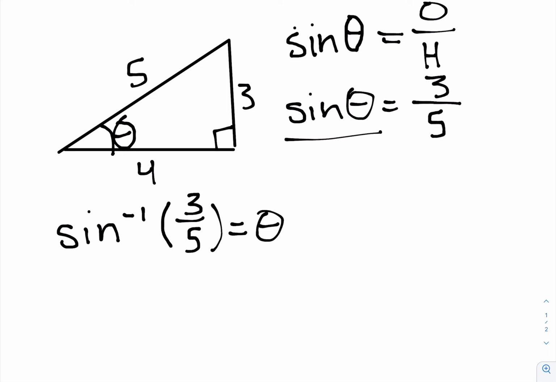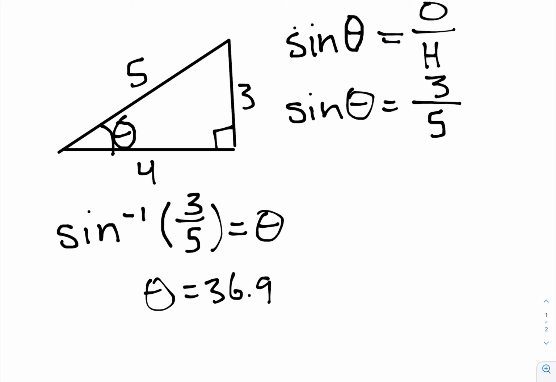If you know the sine of your angle is 3 over 5, to find the angle, we take the inverse sine. So we move this over and take the inverse sine, and that's going to move the angle over to the right to give us our angle. So if I go into my calculator, make sure I'm in degree mode, I take the inverse sine of 3 over 5, and I get 36.9.